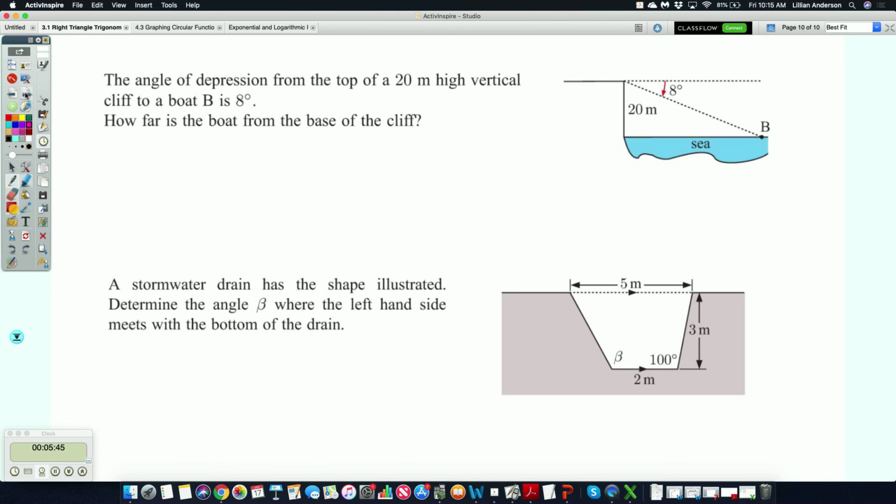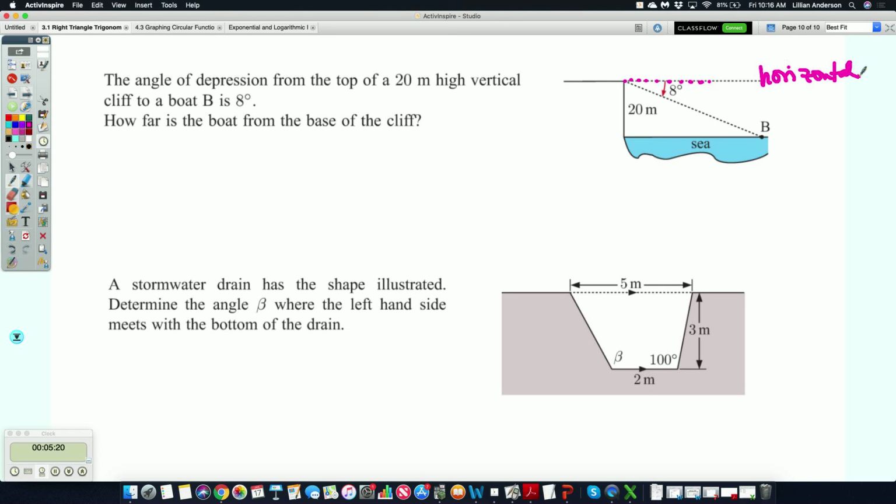Here, I just attached the picture so that way you guys wouldn't have any issue. But it says the angle of depression from the top of a 20-meter high vertical cliff to a boat B is 8 degrees. Again, here's the top of the cliff. Looking out, there's your horizontal. Then looking down at B is your angle of depression.